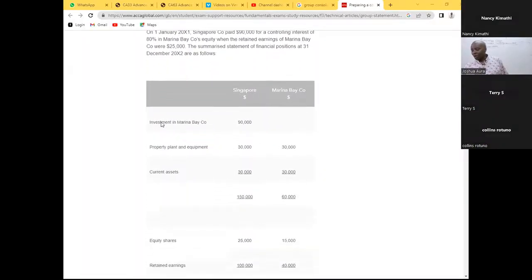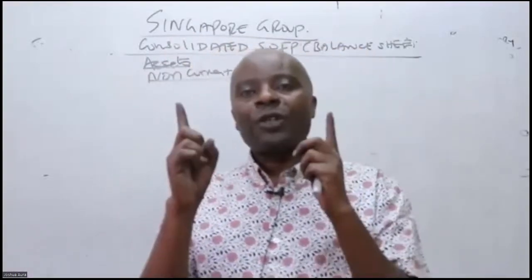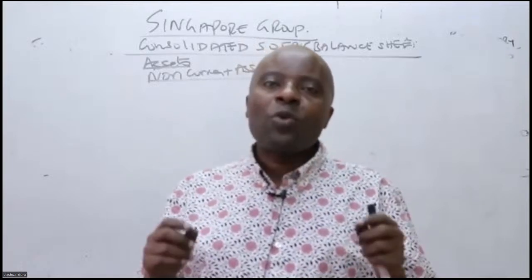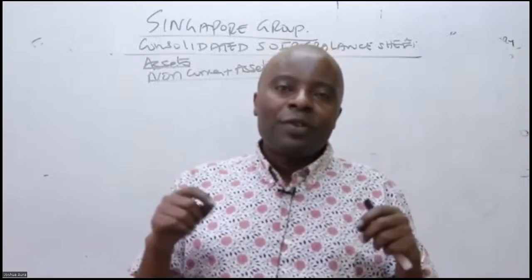These are the non-current assets. You see, the first non-current asset is what we call a subsidiary. So an investment in Marina is our subsidiary. You see, a subsidiary is yourself. In group accounting, there is no difference between parent and subsidiary. So there is no way you can tell us that you have invested in yourself. You can't invest in yourself.